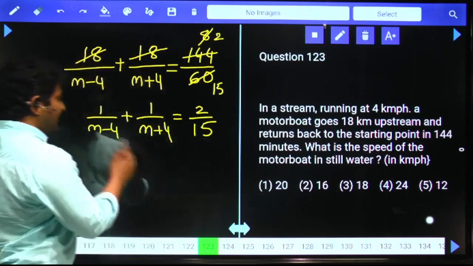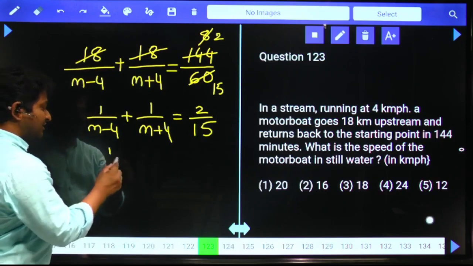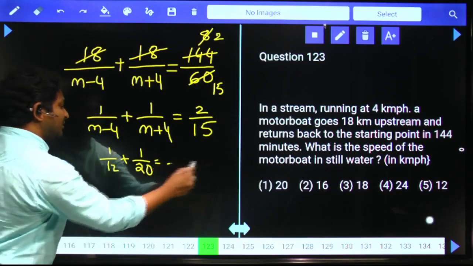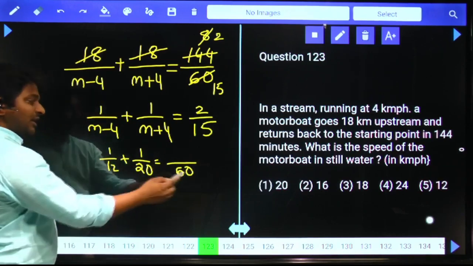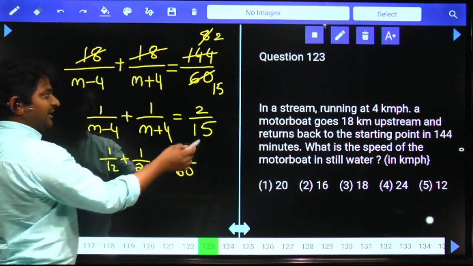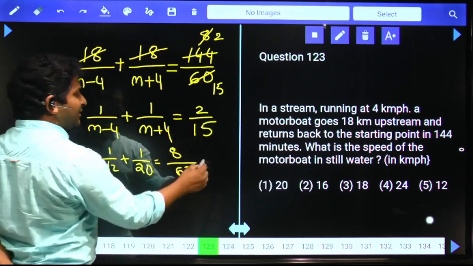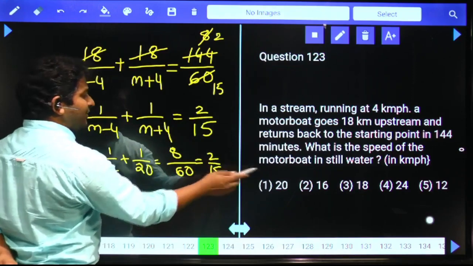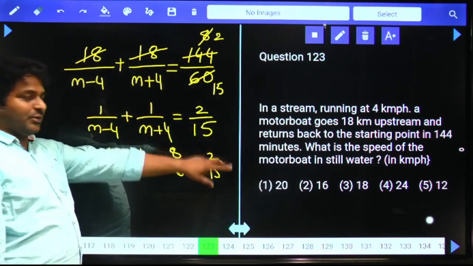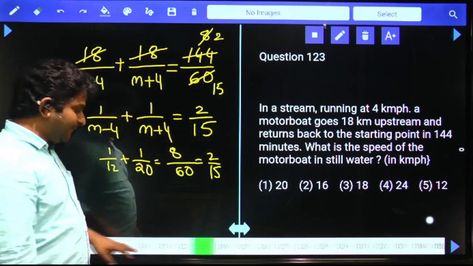Let's see that. If it is 16, 16 minus 4, that is 1 by 12. And then this is 1 by 20. LCM of these two numbers is equal to 60. 12, 5 times, 20, 3 times, that is equal to 8. 8 by 60, that is equal to 2 by 15 in simplified form. Hence, second option is our final answer. Instead of solving this, I would like to go for the substitution method.